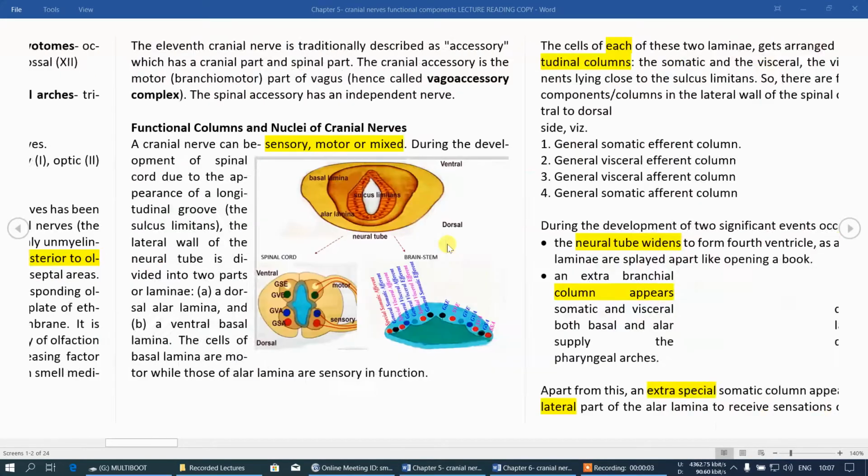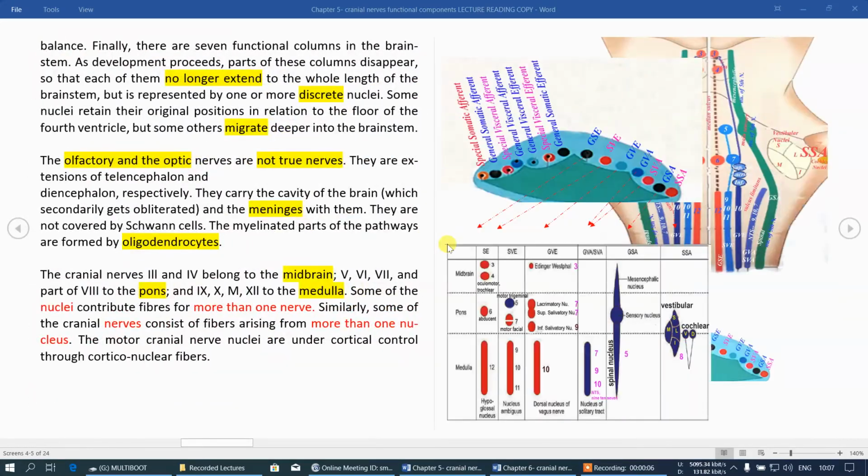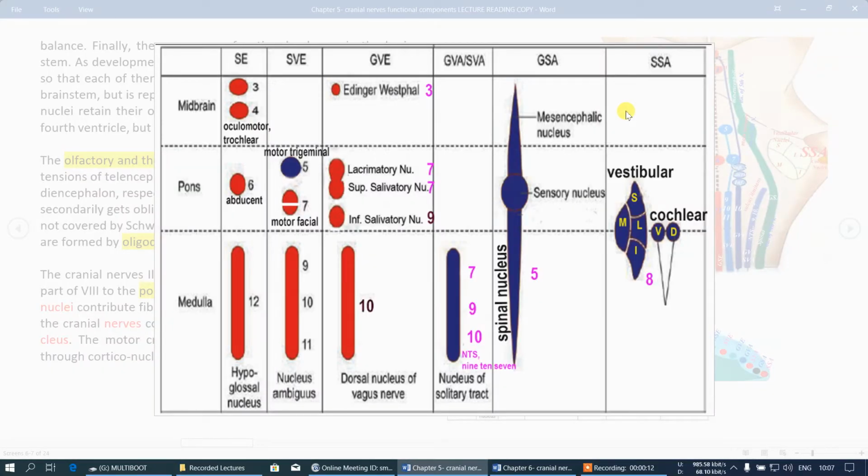So as usual, we will just see briefly the 9th and 12th cranial nerves. This is the right half of the neural tube showing nuclei of various cranial nerves. So we are discussing the glossopharyngeal and hypoglossal nerves.